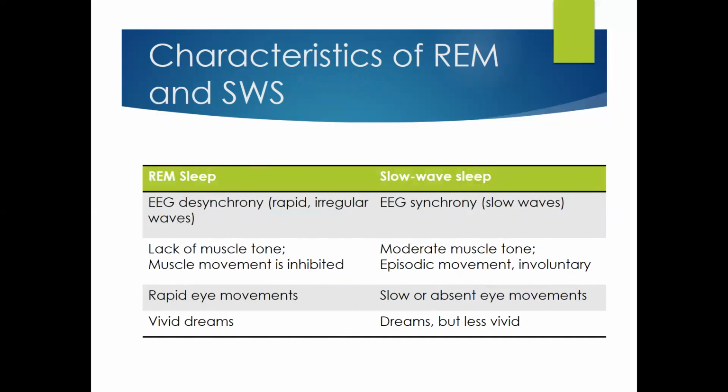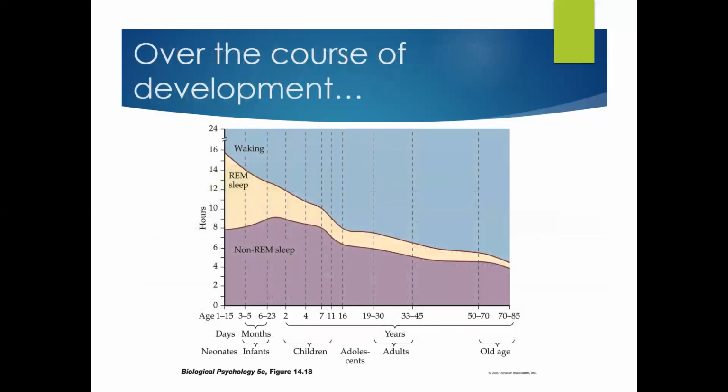In REM, you get very vivid dreams. You tend to remember them. They're very story-like. Whereas in slow wave sleep, you tend to see very picture-like dreams. They just don't really make a lot of sense, and you don't recall them in a story-like form.